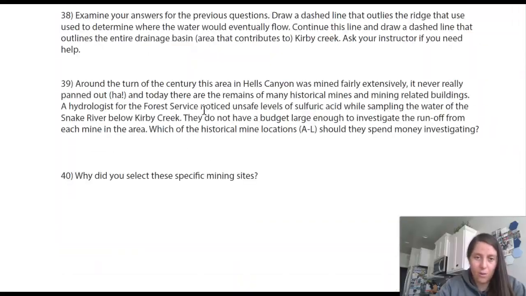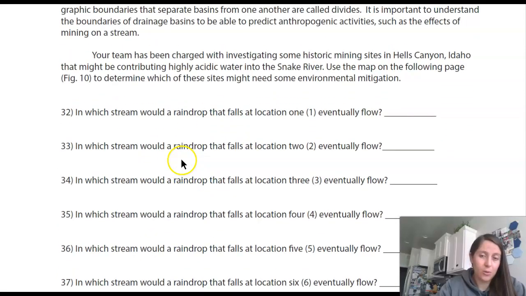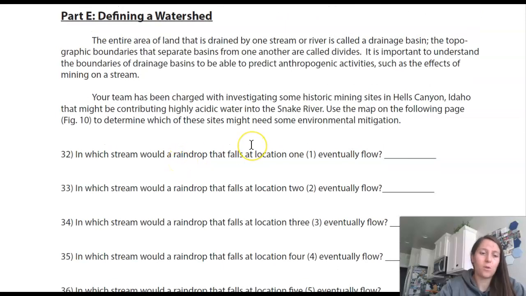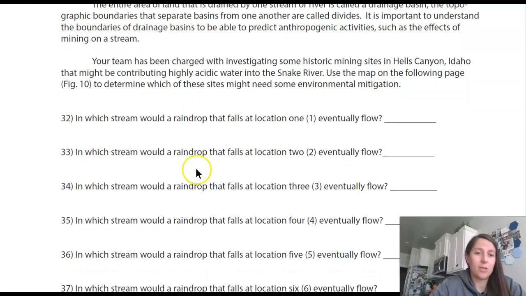And you're going to have to work with that figure in order to complete those questions. So it says, the entire area of land that is drained by one stream or river is called the drainage basin, as we saw in lecture. The topographic boundaries that separate basins from one another are called divides. So it is important to understand the boundaries of drainage basins to be able to predict anthropogenic activities, such as the effect of mining on a stream, which is this particular problem's idea.